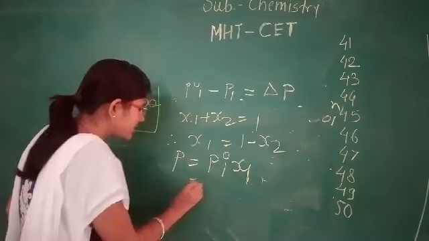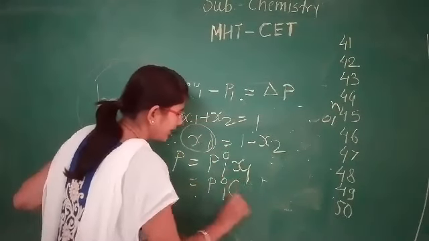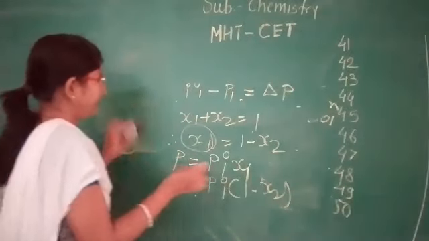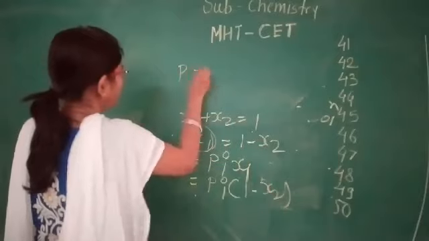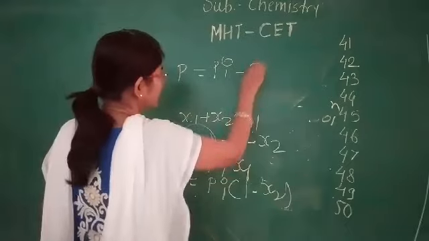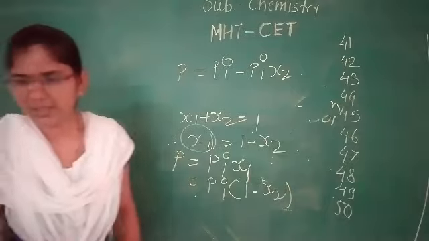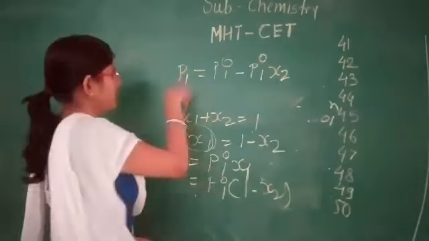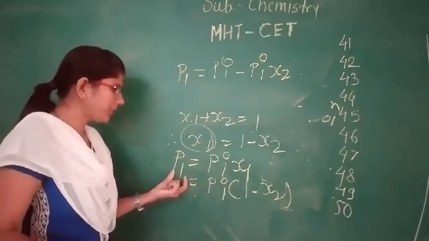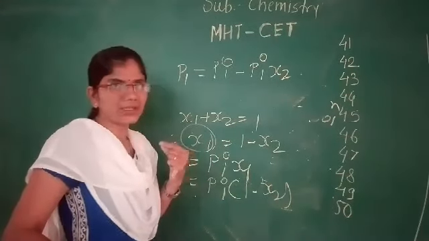P01x1, and when we put the value of x1 equal to 1 minus x2, we get the total pressure P equal to P01 minus P01 x2. Here the total pressure, or the partial pressure due to the first component, is P1, which is equal to P01 x1.